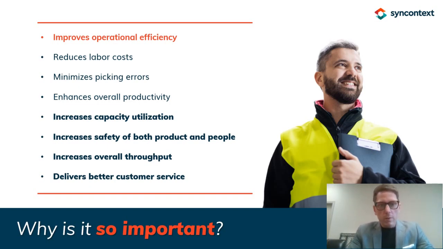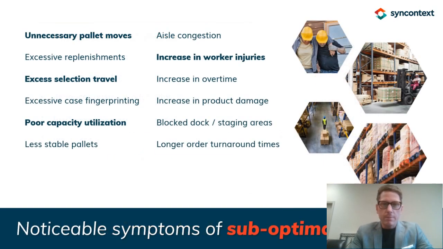Now, we know why it's important, but how do you know if your slotting is suboptimal? There are some visual cues like poor capacity utilization and increase in product damage, but there are also some not-so-visual symptoms that may go unnoticed through the day-to-day or be attributed to something else altogether. With that, I'm talking about longer order turnaround times, increase in overtime, excessive pallet moves and replenishments. Everything you see on the screen here can be attributed to suboptimal slotting. As you can see, suboptimal slotting is felt throughout nearly every function of the average distribution operation, though some may resonate more than others.